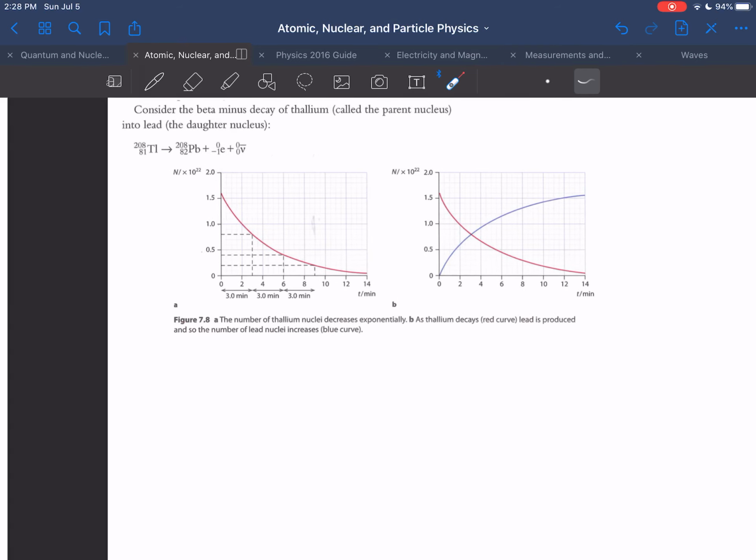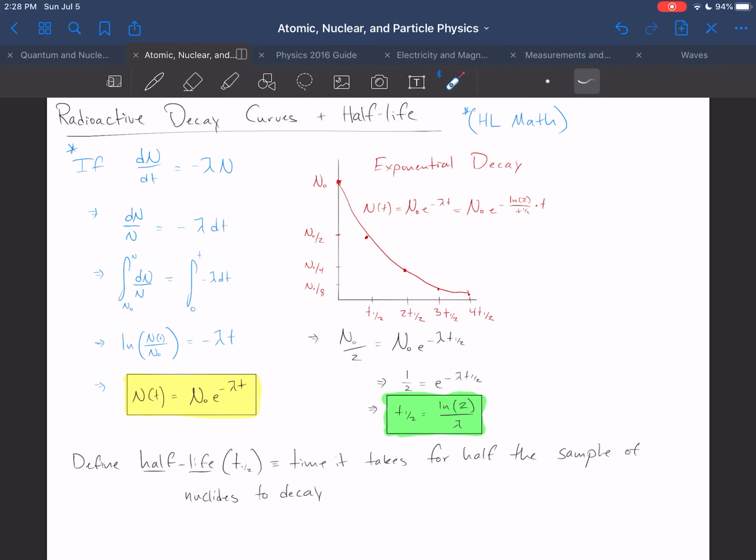Alright, so in the previous video we discussed the radioactive decay curve, noting that all radioactive decay follows exponential decay, and can be captured by the equation N(t) = N0 e^(-λt). We also discussed the concept of the half-life, or the time it takes for half the sample of nuclides to decay, and how it is related to the decay constant λ, or the probability that any particular particle will undergo decay in the next second.